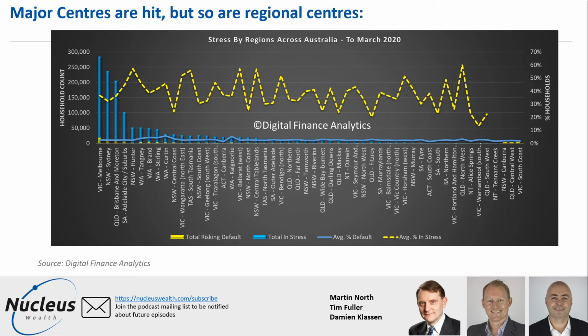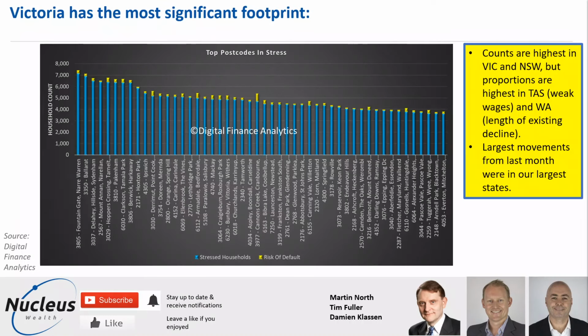Now that's worth just bearing in mind, because of course everybody focuses on just the two major markets, and we need to look beyond that. And if I go to the next slide, you can just see how the postcodes play out. So Fountains Gate, Narre Warren has the largest number of households, and the Ballarat one at 3350 is also quite high as well. And so you can see that Victoria is right up there.